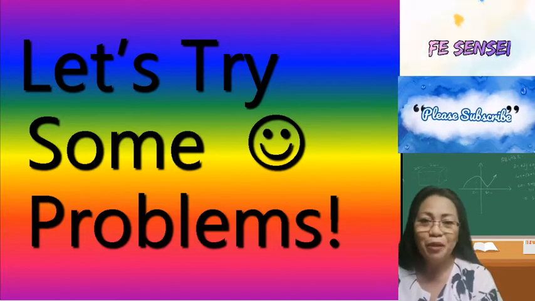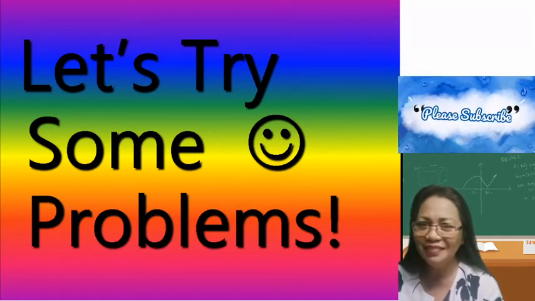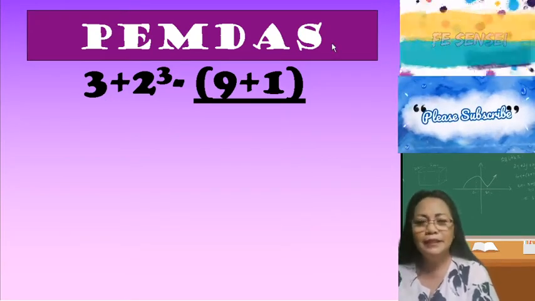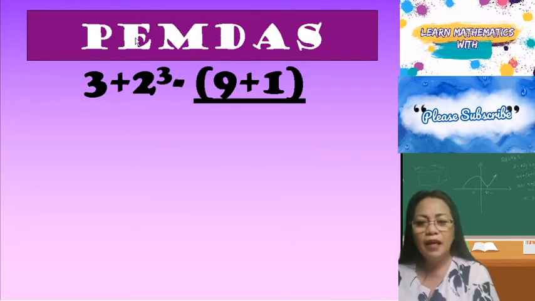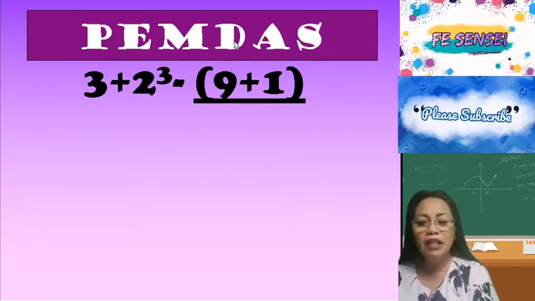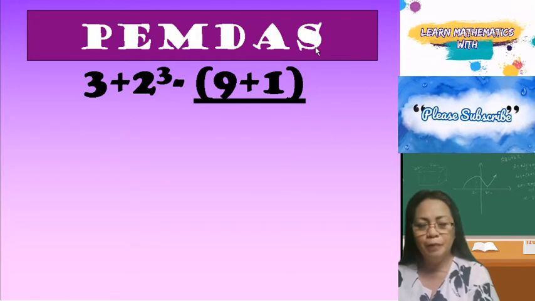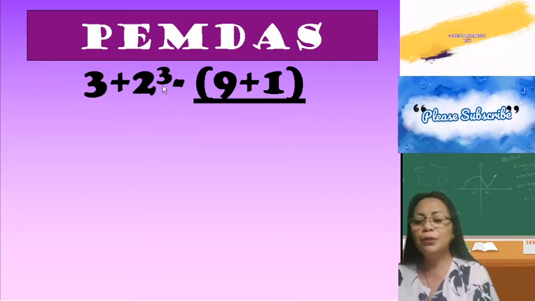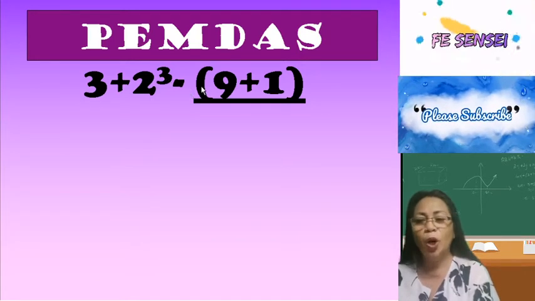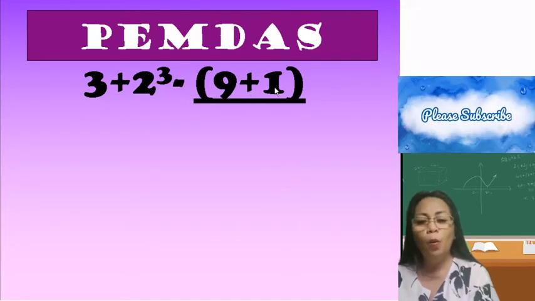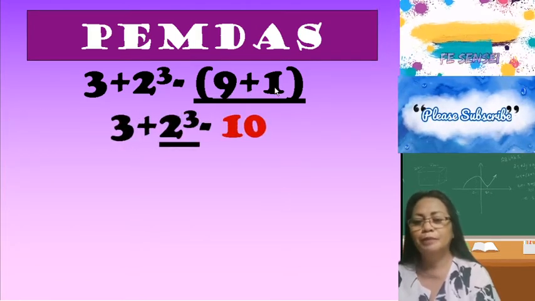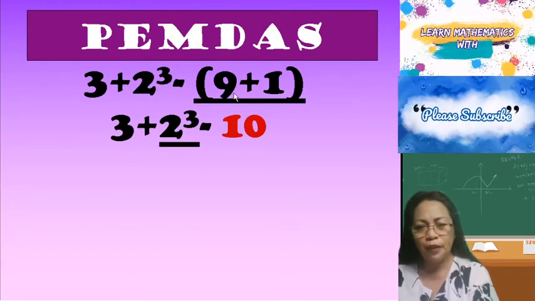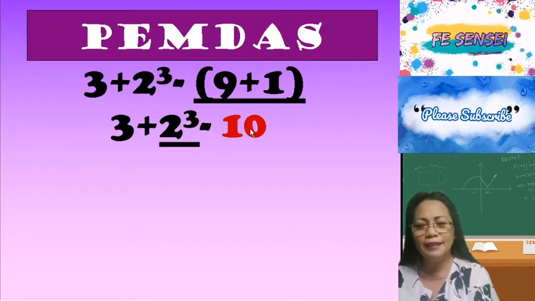Let's try some problems. Are you ready? So this is PEMDAS, or please excuse my dear Aunt Sally. The first example is 3 plus 2 raised to the third power minus, open parenthesis, 9 plus 1, close parenthesis. So, as we said, we're going to perform the parenthesis first. So, 9 plus 1 equals 10.